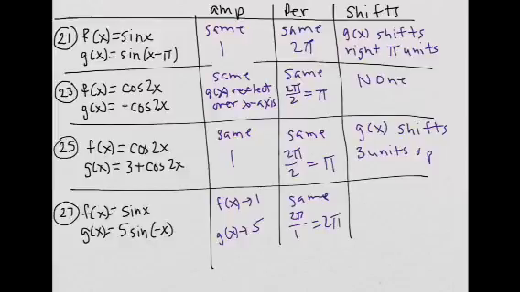As far as what does happen here, it's not shifting, but it is reflecting. So g of x reflects over the y-axis. I'll put it under period. G of x reflects over the y-axis, not the x-axis, but over the y-axis. And there is no shifting. And that's it for these.